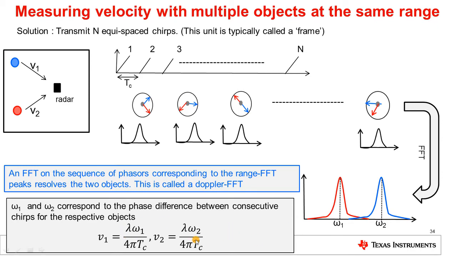And then, having measured omega 1 and omega 2, you can then back calculate the velocities using these expressions that we've seen before. Before we move on, let's clarify a few terms. This FFT here, which is done across the chirps, is typically called a Doppler FFT in literature. And this sequence of equispaced chirps over which the Doppler FFT is being performed is called a frame. So the basic transmission unit of an FMCW radar is really this frame.